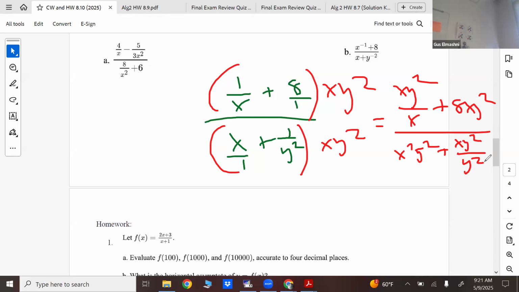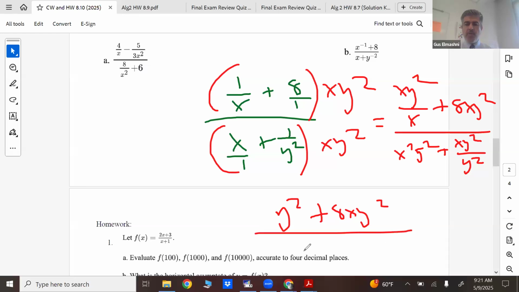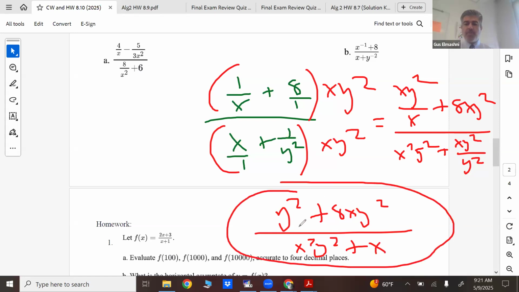Now, how does that reduce? Sorry, y squared. Y squared, good. And 8xy squared stays as is. X squared y squared, and right, plus x. So that's how you can re-express it. I wouldn't say it's necessarily simpler, but this is the way to re-express it.